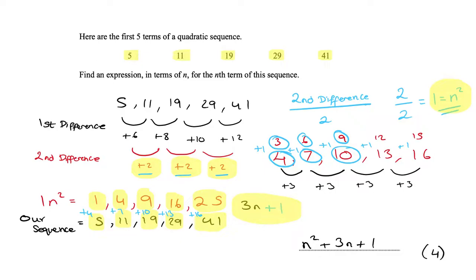Now you can check your answer by substituting in 1 in the place of n, you should get 5. 2 in the place of n, you should get 11. 3 in the place of n, you should get 19. 4 in the place of n, you should get 29. And 5 in the place of n, you should get 41. Okay, that's a way of checking your answer.